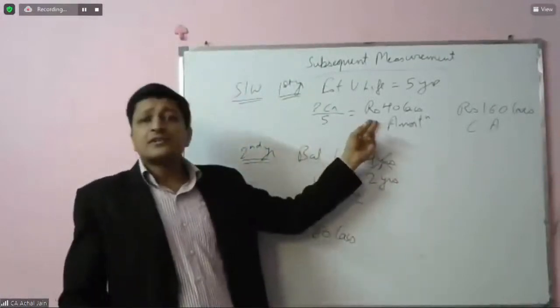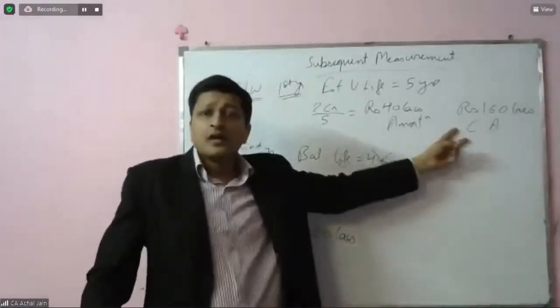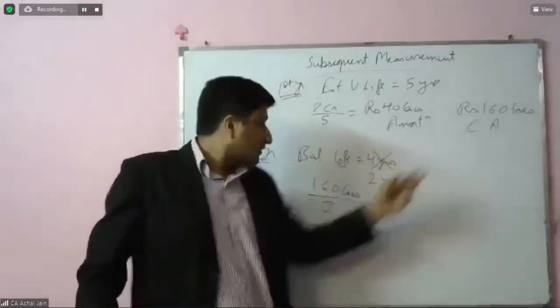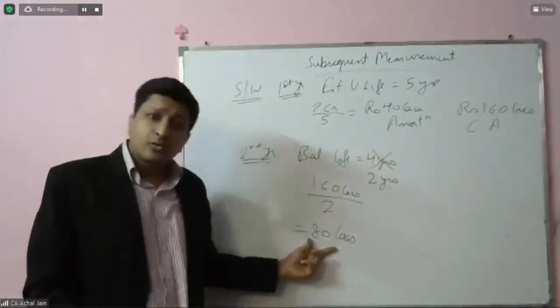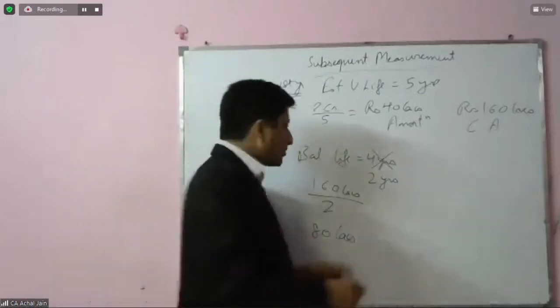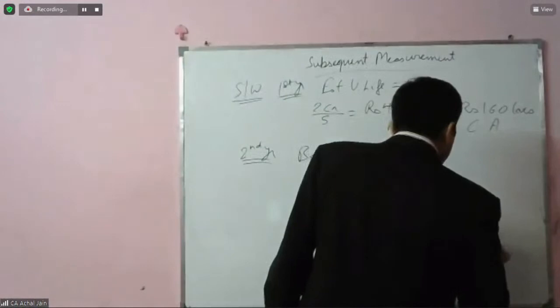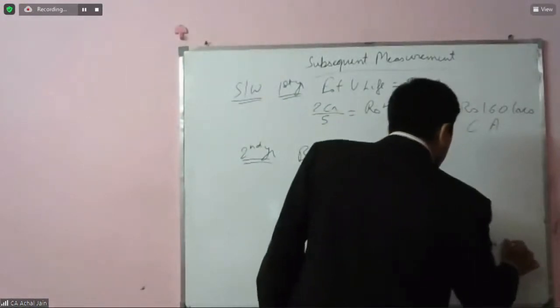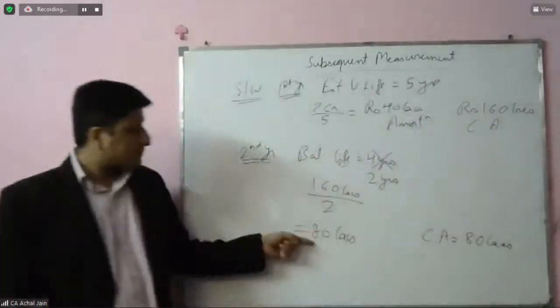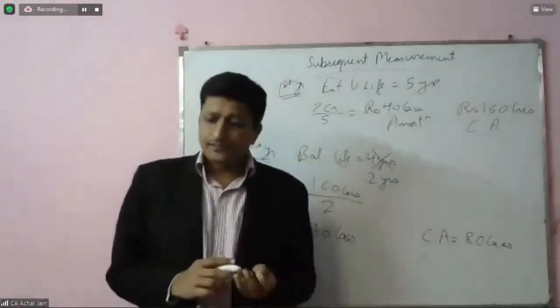How is the amortization treated in accounts? So this amortization will go to P&L. This is the carrying amount of the intangible asset. Then this amortization amount will go to P&L. And what will be the carrying amount of the asset? Carrying amount of this intangible asset will be 80 lakhs. That means 160 lakhs minus 80 lakhs. Clear?